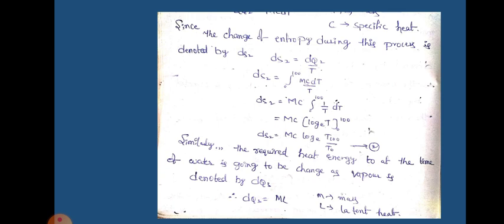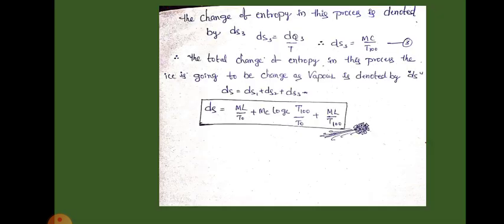Similarly, the required heat energy at the time when water is changed to vapor is denoted by dQ3, that is dQ3 is equal to mL, where m is the mass and L is the latent heat. So the change of entropy in this process is denoted by dS3, which is equal to dQ3 by T, and dS3 is equal to mL by T100. This is equation number 3.